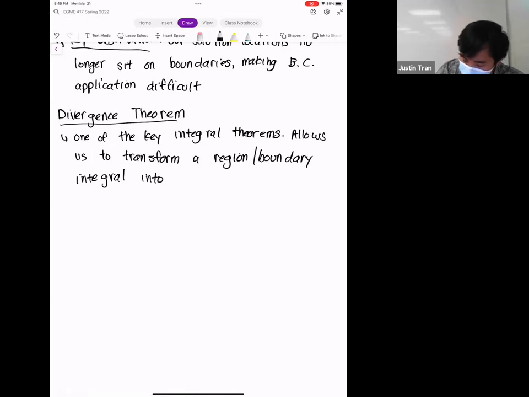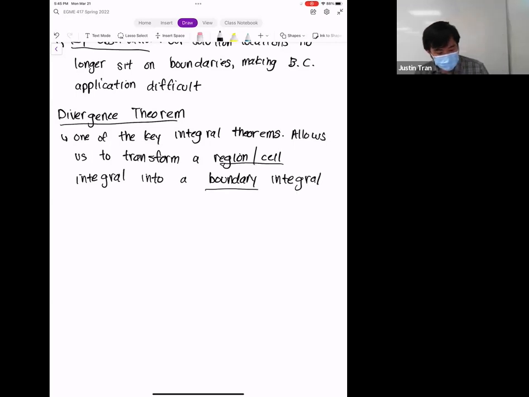Or sorry, a region cell integral. The boundary integral is what we want to turn into. Sorry about that. Okay. And so I'll demonstrate what this means in each of the different dimensions.